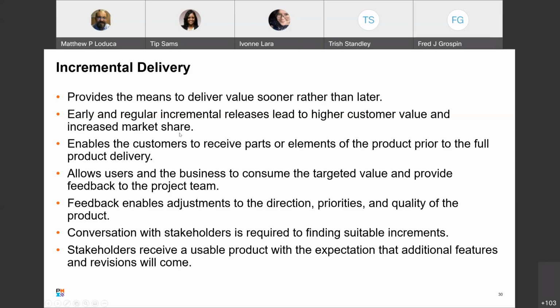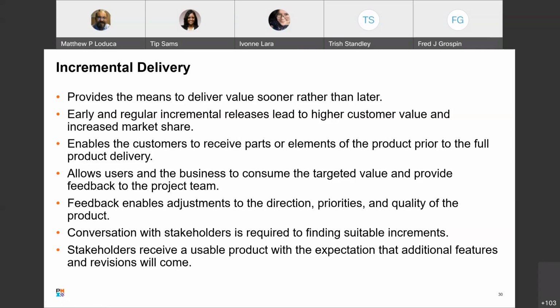So we put something out that's usable, then we refine it, but getting it out there right away, we get value from it right away. We don't have to wait till it's all done before we start seeing value. Enables the customer to receive parts or elements of the product prior to the full production delivery, which I was just saying. Allows users in the business to consume the targeted value and provide feedback to the project team.